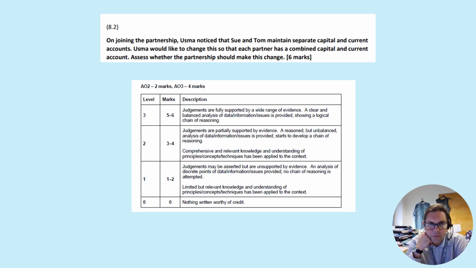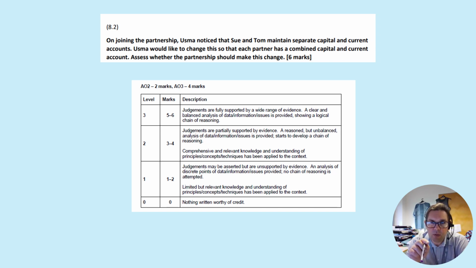I've put the levels there, but if we look at it, level 3, judgments are fully supported by a wide range of evidence, clear and balanced. Essentially what this means is you need an argument for this. So why should they have a combined capital and current account? Why shouldn't they? Fully supported by evidence, you need some figures and information from 8.1.